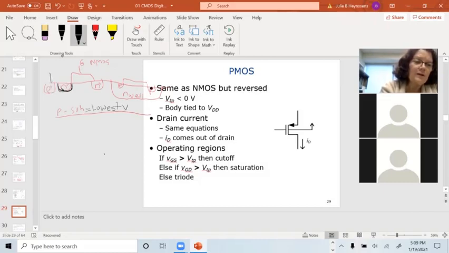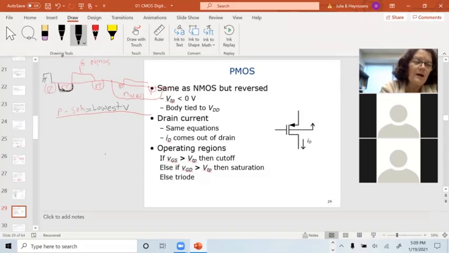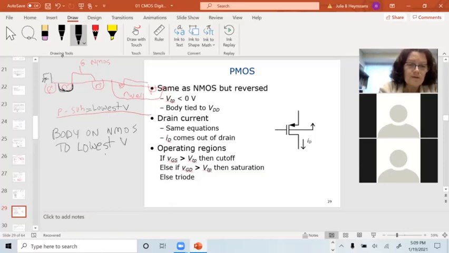So almost always, I tie the body of NMOS to the lowest V in the circuit. This will save you a lot of time in the lab. And so we're going to call that ground. Digital circuits, it's usually ground.